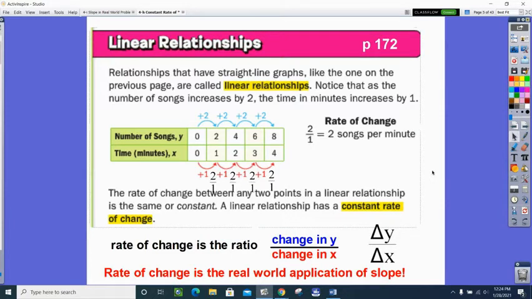So anyway, rate of change is the real-world application of slope, and all you have to know is that it is slope basically with units. So remember that the change in y over change in x is slope, or the delta y over delta x. These are all slope, and we did that in our last video. So we're just going to keep practicing that as we go forward.